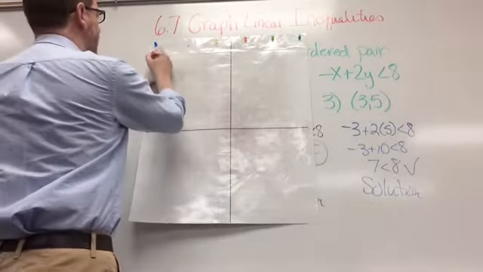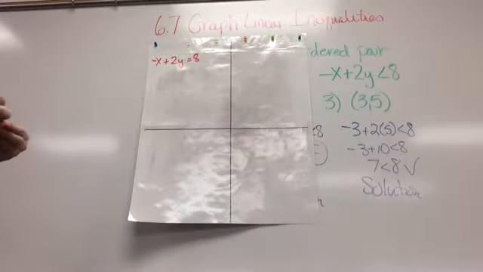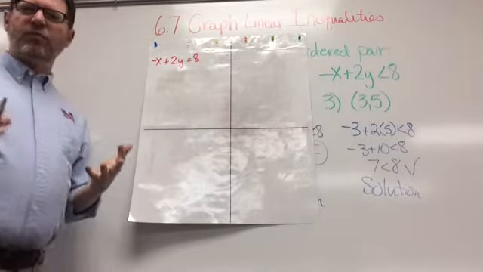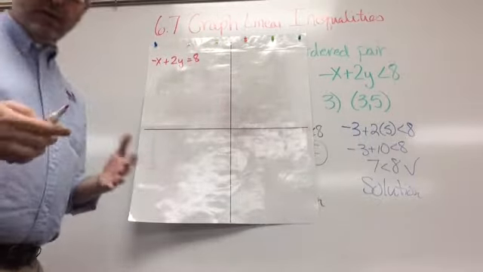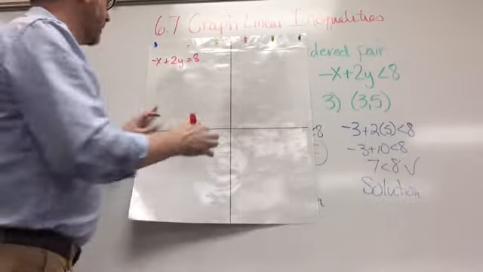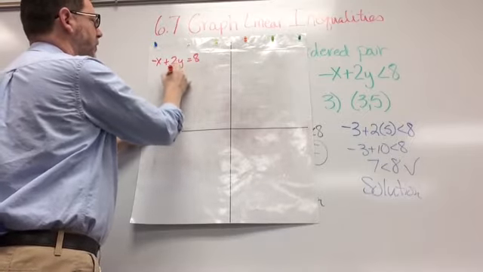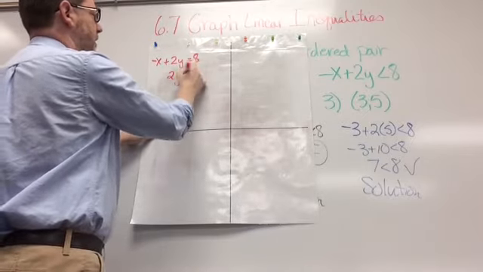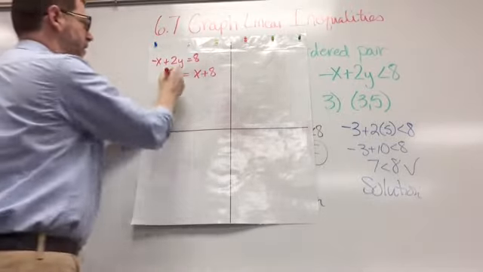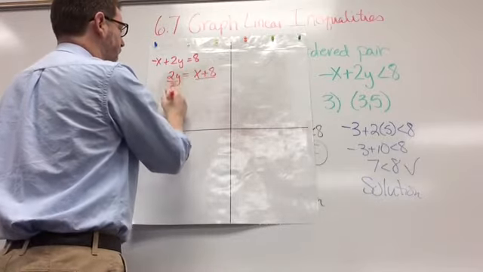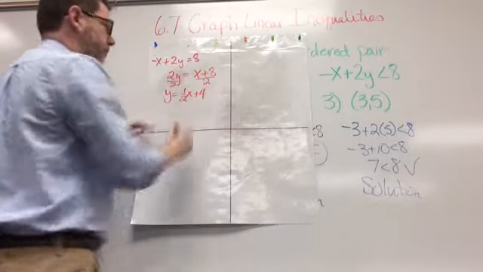So I'm going to rewrite it as negative x plus 2y equals 8. And then we're going to figure out how we would graph that. Well, I'm going to put it in y equals mx plus b form, which is slope-intercept form, because that's, for me, one of the most efficient ways to graph a line. So I'm going to leave the y where it is, and I'm going to move the x to the other side, and I'm going to get x plus 8 because the x becomes positive when it crosses the equal sign. And then I'm going to divide everything by 2, so I get y equals 1/2 x plus 4.